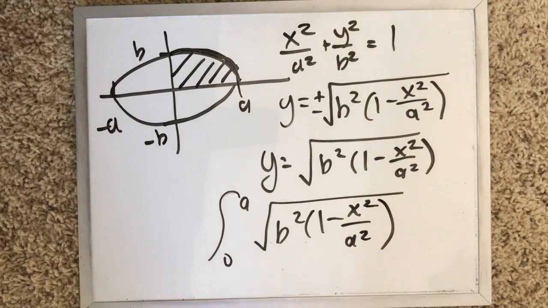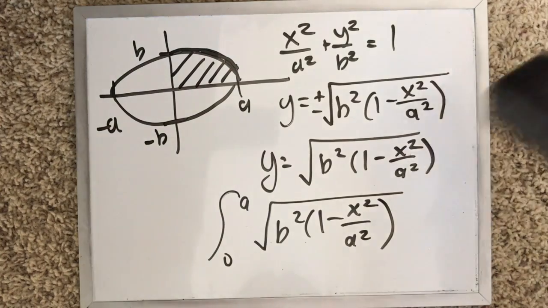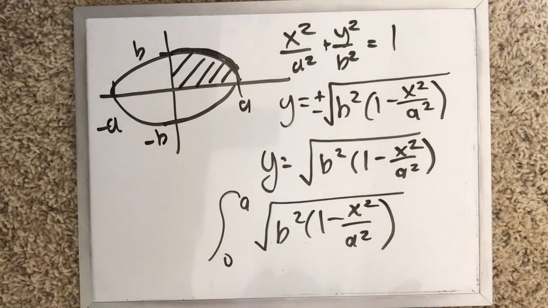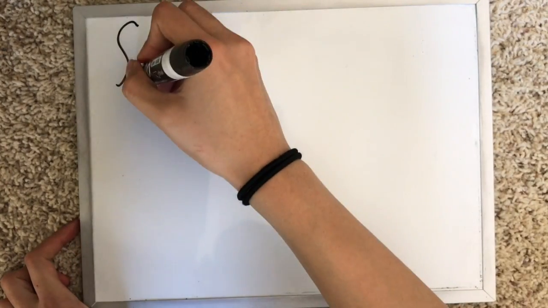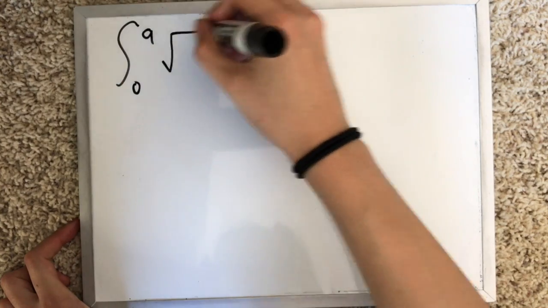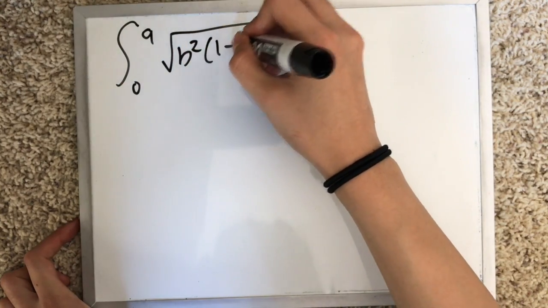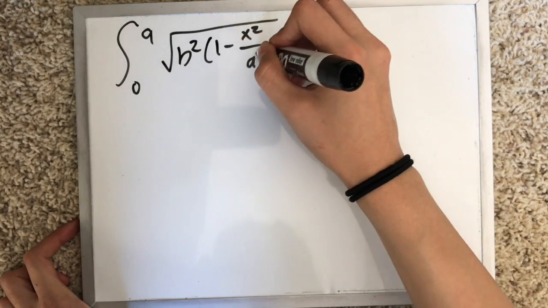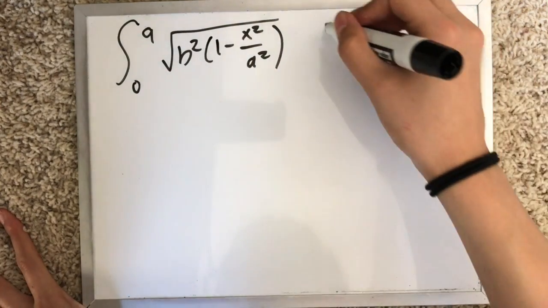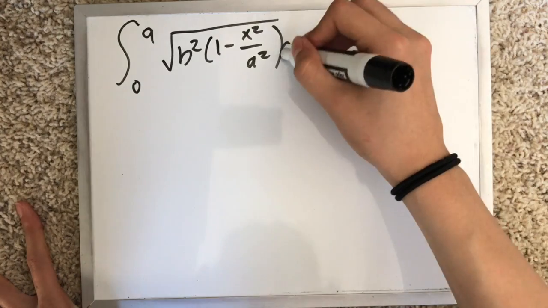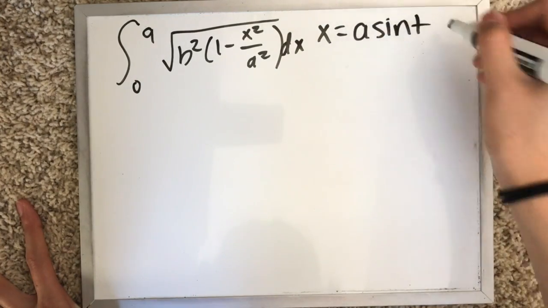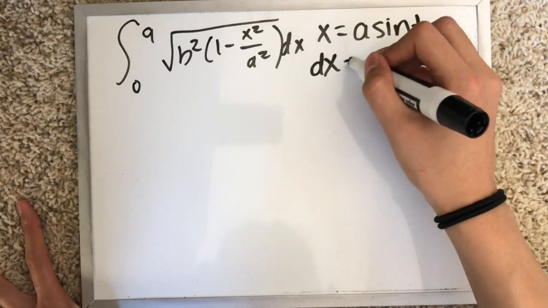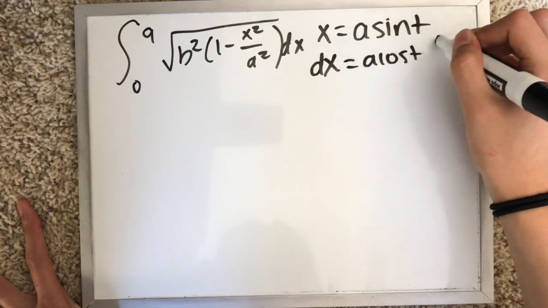Okay, so this is a relatively difficult integral to solve, so we can use trig substitution. Let me rewrite. Okay, so this was what it was. So if we set x equal to a sine of t, then dx equals a cosine t dt.